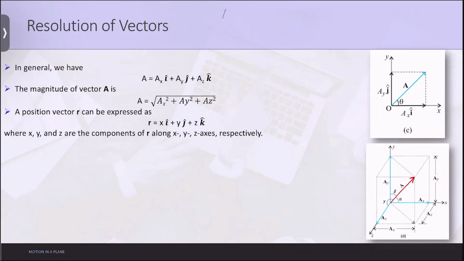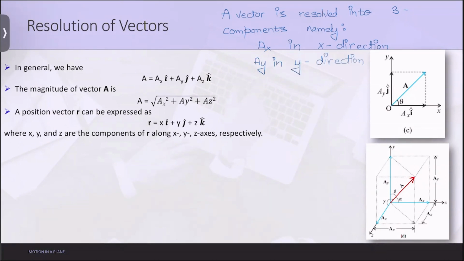Let me rewrite also. Vector A is resolved into 3 components, namely ax in the x direction, ay in the y direction, and az in the z direction. Okay, so that is how these things are done.